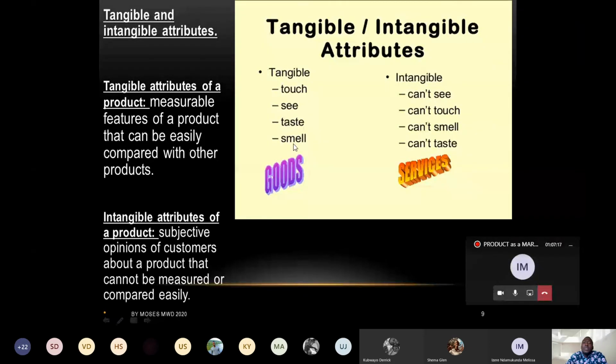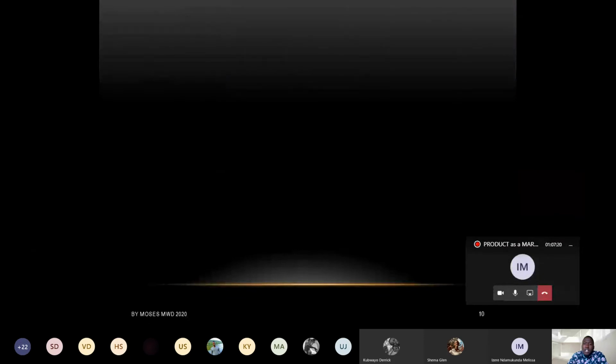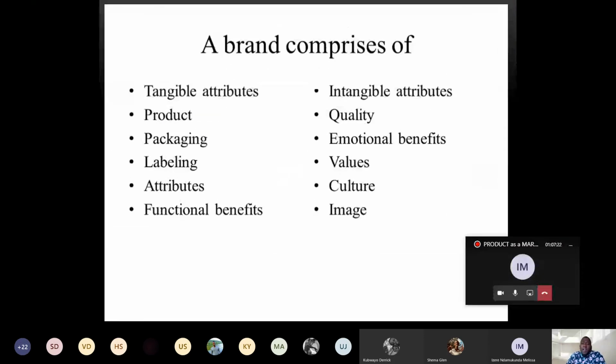So that's why you're looking at tangible and intangible attributes. I have an example here. Tangible attributes can be the product itself, the packaging material, the labeling, the benefits and features of the product, the specification of a product, like what a phone does: the storage, the speed, the RAM, the ROM, all those things.